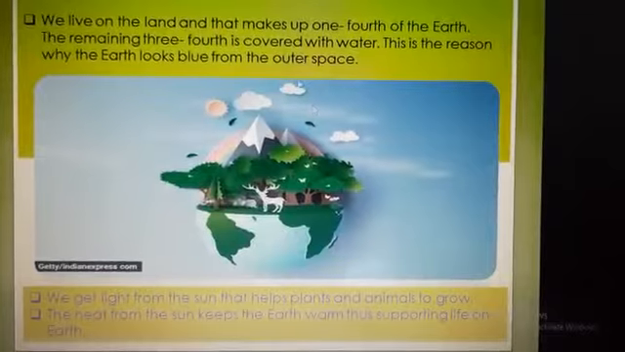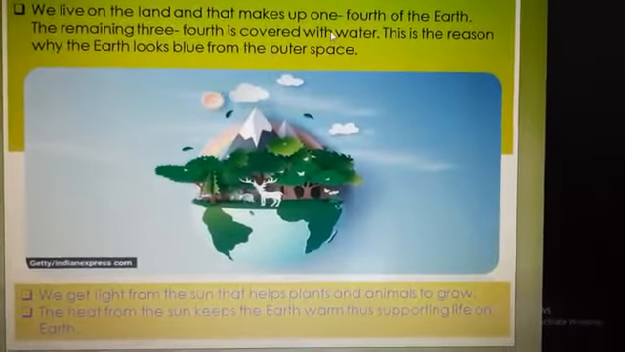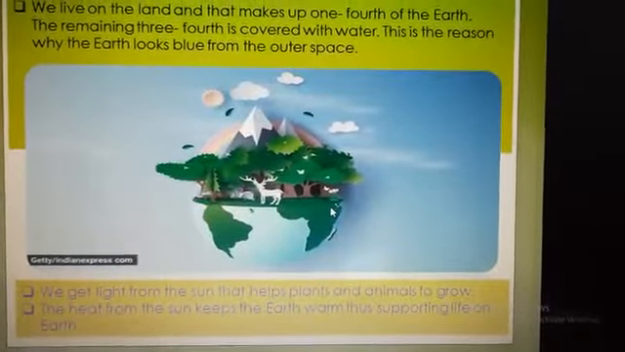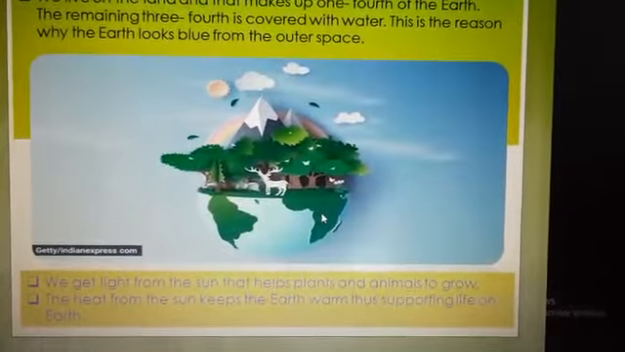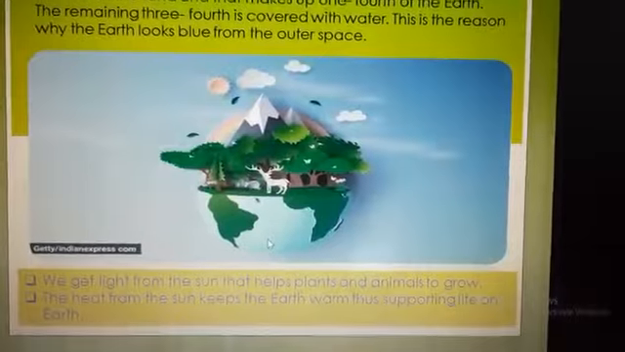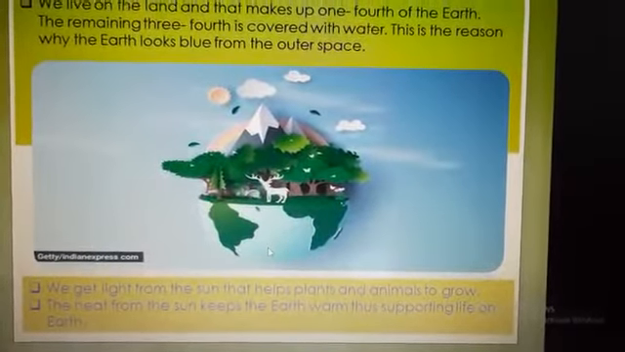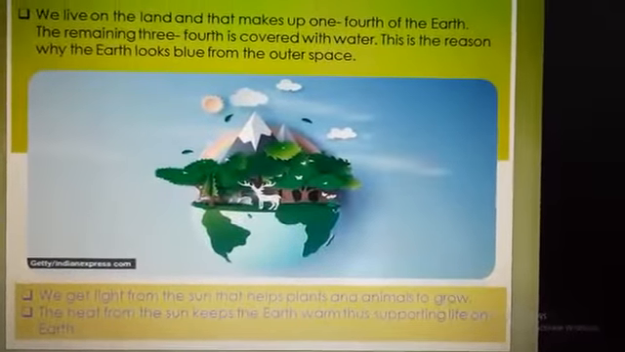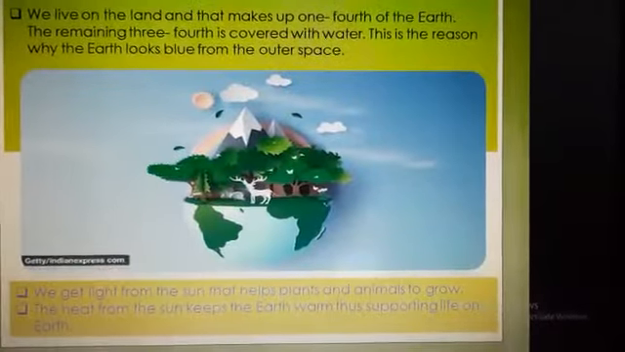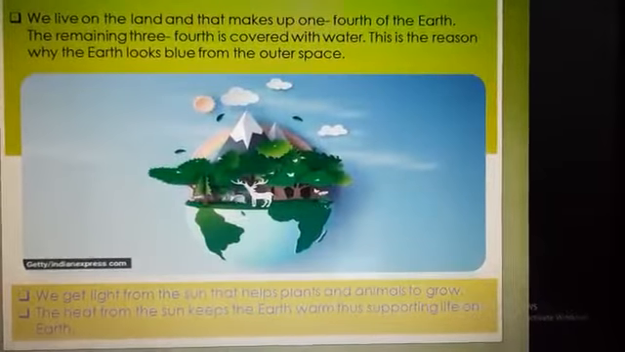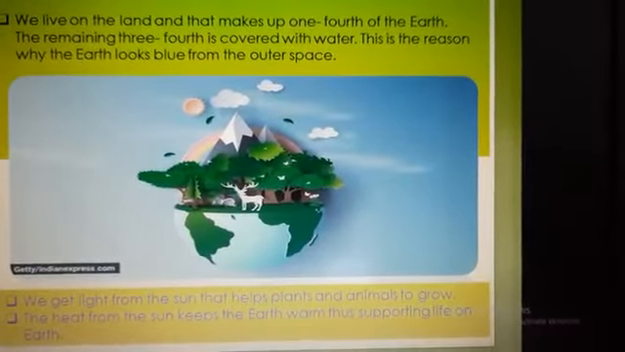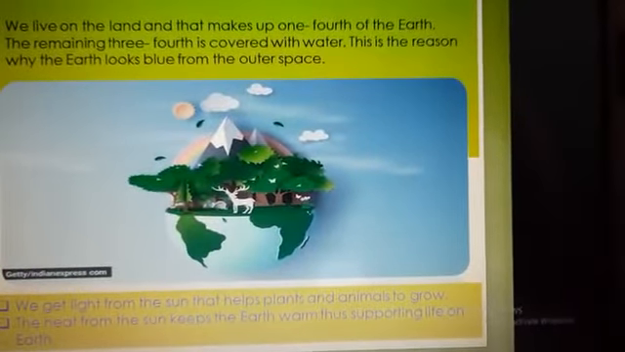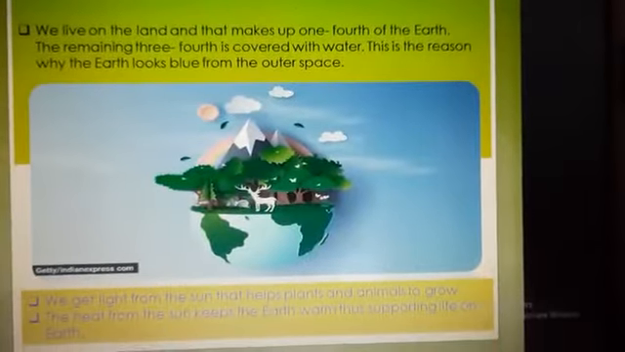We live on land and that makes up 1/4 of the earth. So the land where we live consists of only 1/4 part of the earth and the rest is covered with water. That is 3/4 of the earth is covered with water. So we have a large amount of water on the earth and a smaller amount of land. And because of this water, our earth looks blue from the outer space and from the moon.